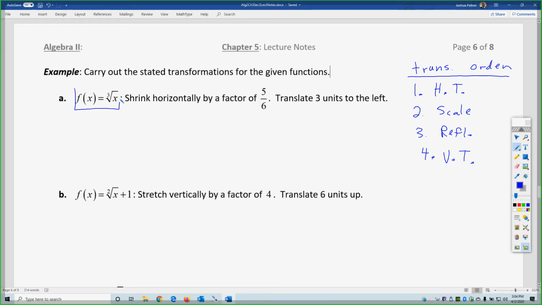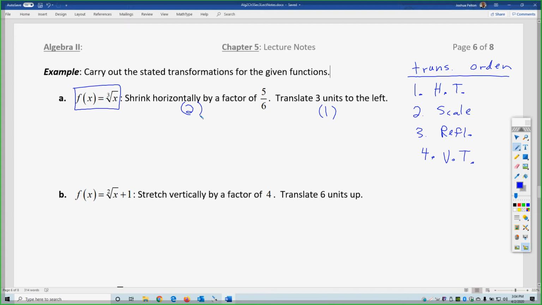So we'll take this function here and do some transformations. We want to horizontally shrink and translate 3 to the left. So 3 to the left is a horizontal translation. That must come first. And shrinking is a scaling. That must come second. There's no reflecting or vertical transformations. We'll do them in the correct order.